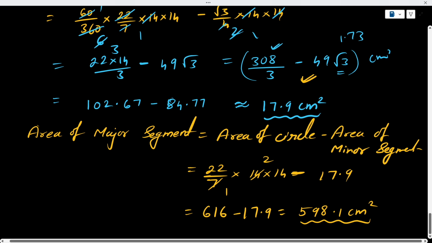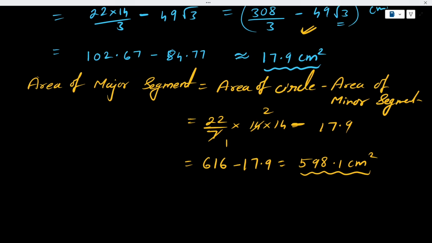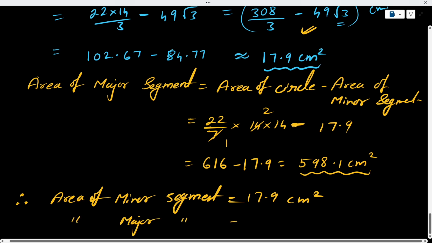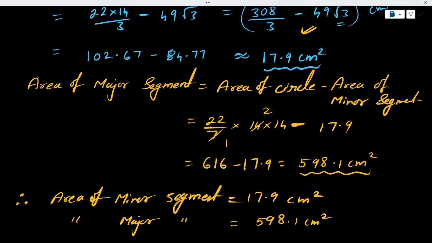Now please conclude your answer here. Therefore, final answer, okay? Area of minor segment is this. Always conclude your answer, because the final answer must be written. And the same thing here, if I'm taking the major segment, it is 598.1 square centimeter. So this is the only one compulsory question. Well, let us go for the next question.